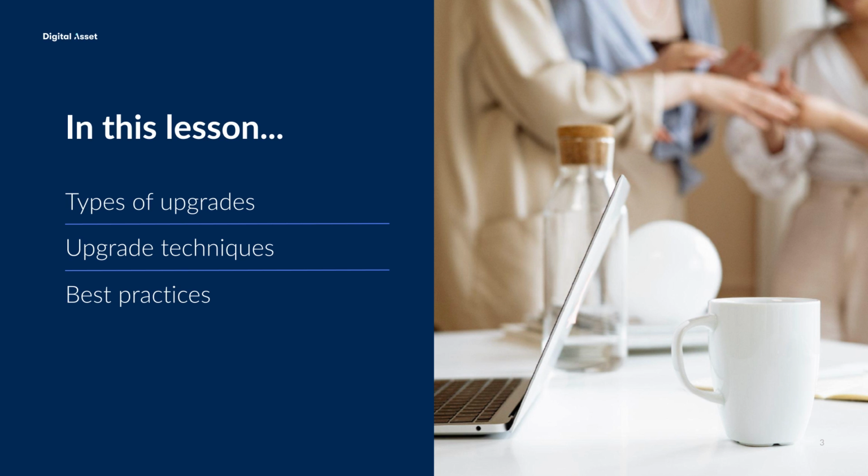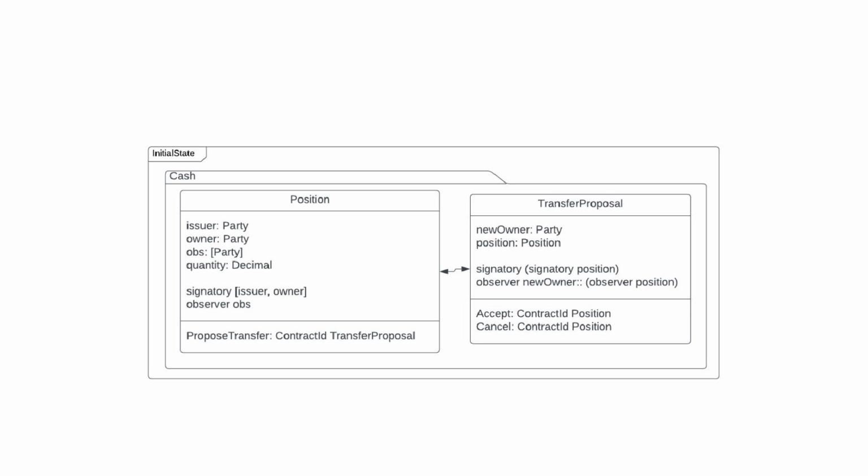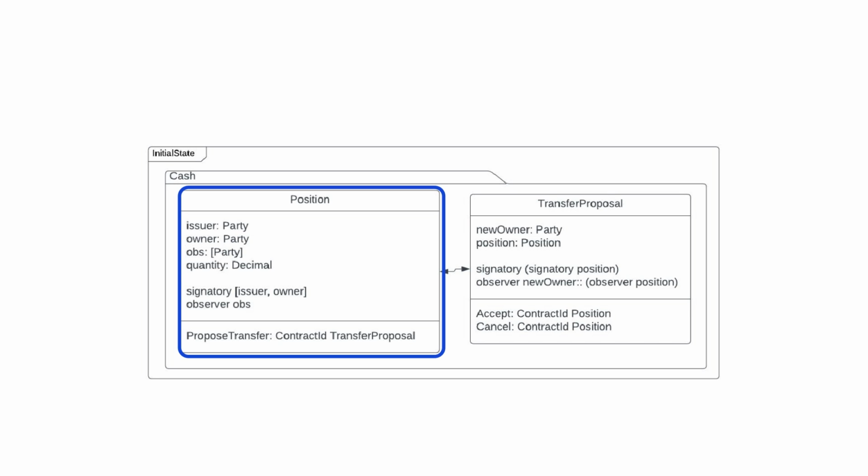Let us take a scenario where there is a package named initial state that has a module named cache. It has two templates. The position template has issuer and owner as two signatories and observers as a list of parties. It has a proposed transfer choice, which returns the contract ID of a transfer proposal.